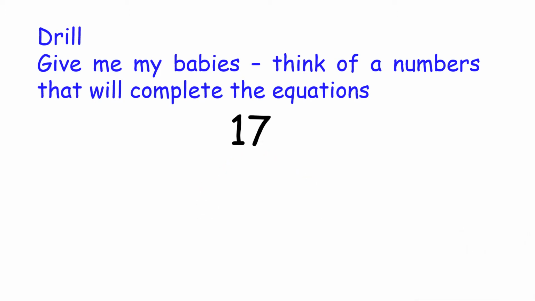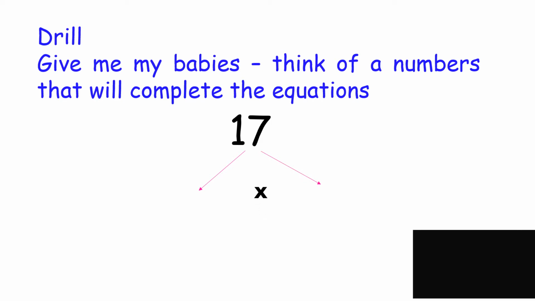Next, or last, is 17. Give the babies of 17 using multiplication. Okay, time's up. Let us reveal the answer. We have 17 times 1. Okay, we only have 17 and 1 for 17.